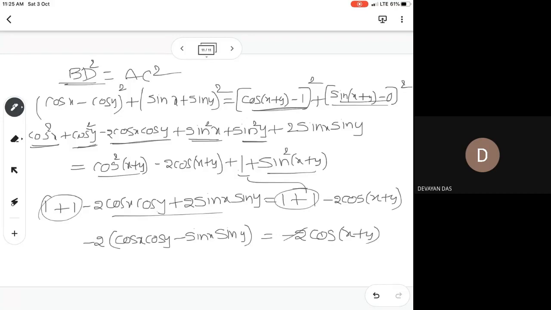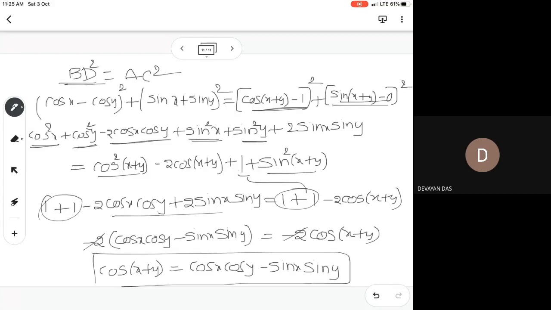So minus 2 will get cancelled. So you are going to get cos(x plus y) equals cos x cos y minus sin x sin y. So this is a basic formula. With the help of this, you are going to learn all the remaining sum and difference of angle formulas.